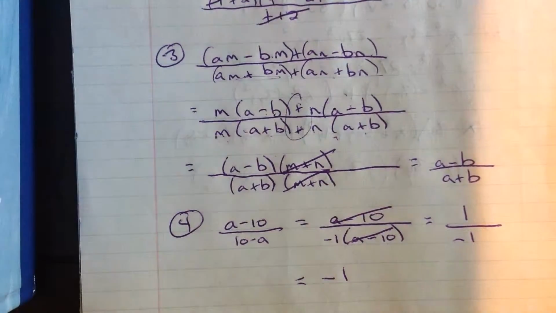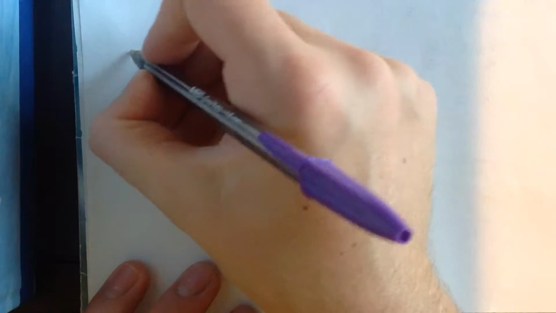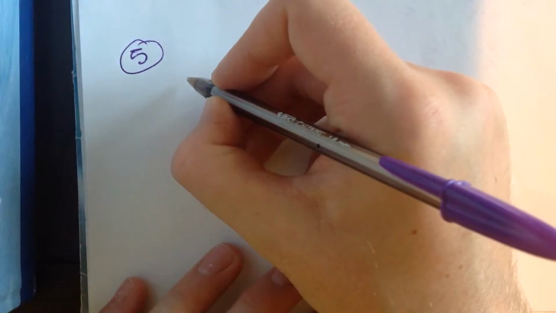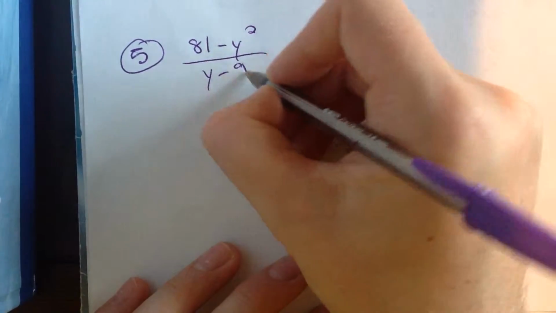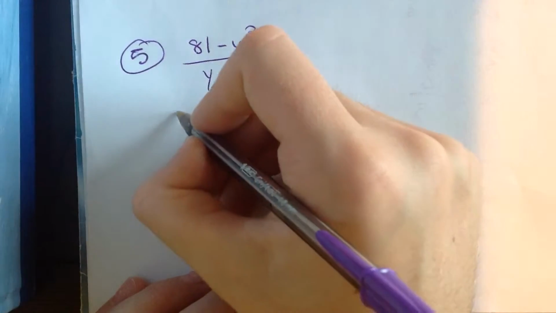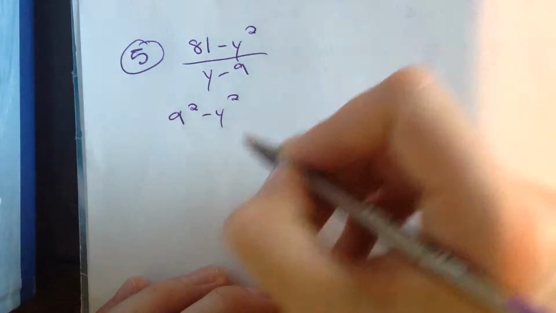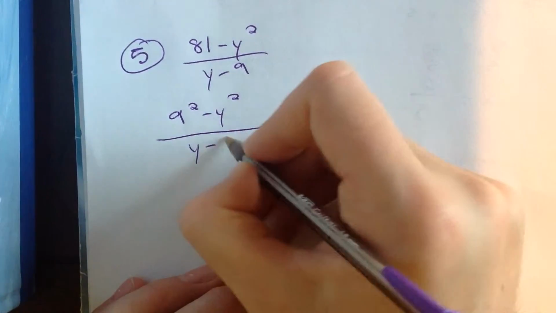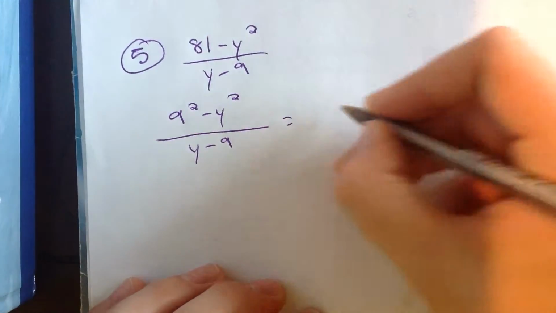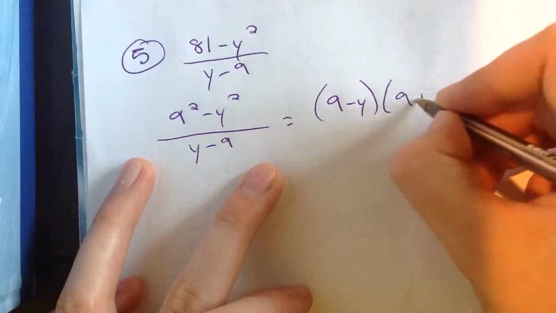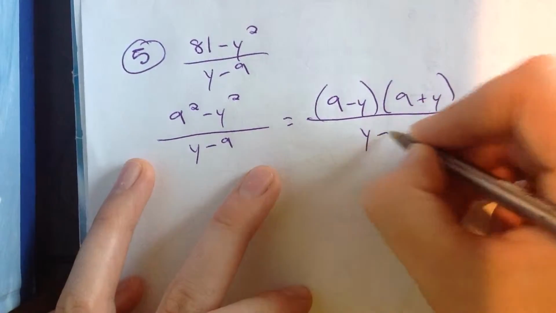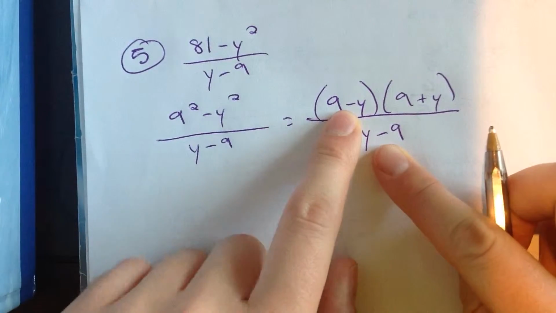Doing one last example. Let's say, for example, so that was number 4, so this is number 5, that I was given 81 minus y squared over y minus 9. Well, on top, notice it can be rewritten to be 9 squared minus y squared. Bottom stays the same. So top factors to be 9 minus y, 9 plus y, over y minus 9. Well, notice these are just the reverse of each other.